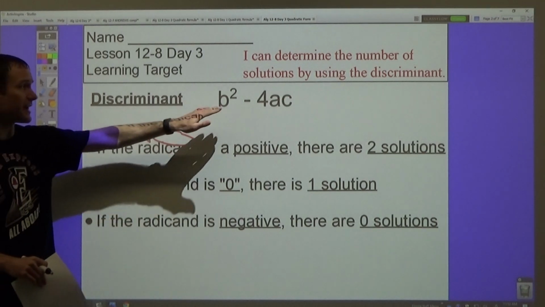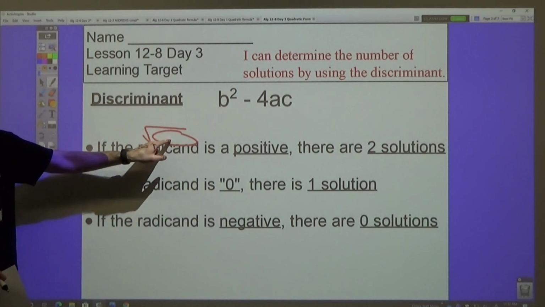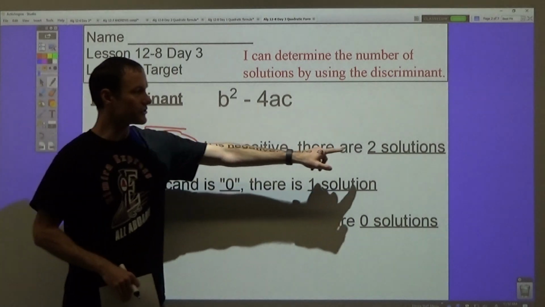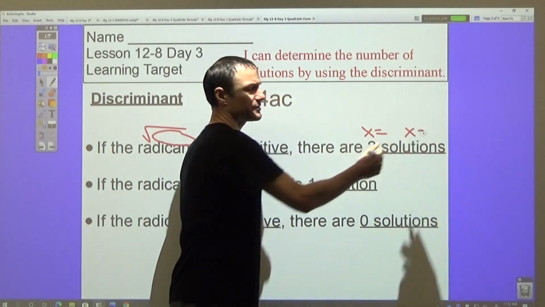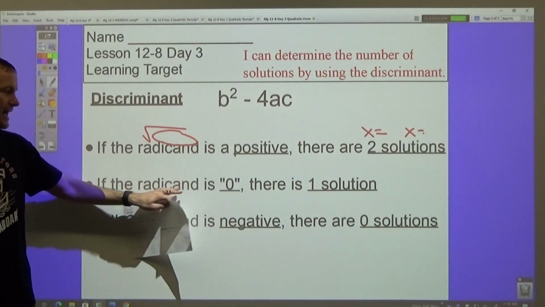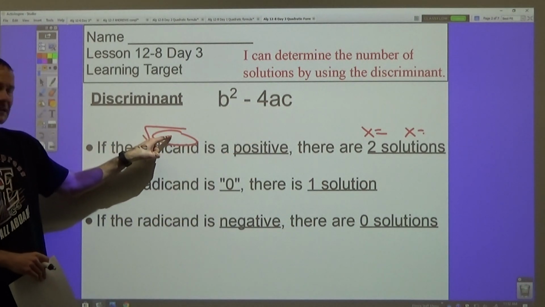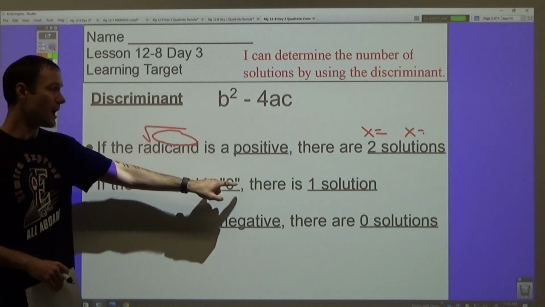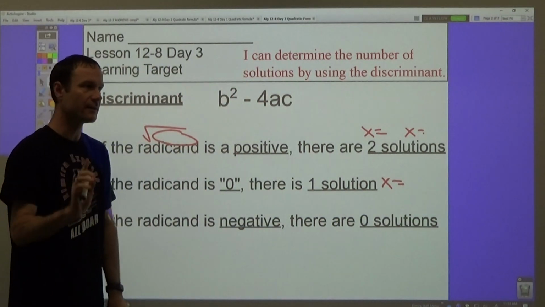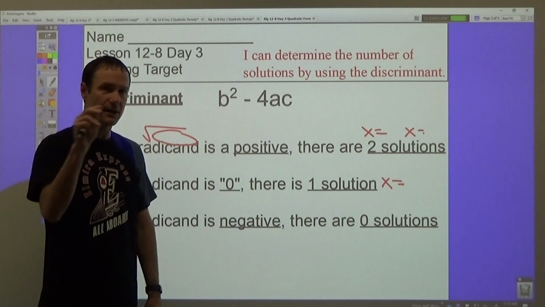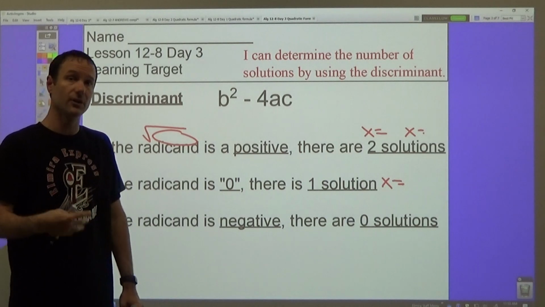So if the stuff inside the square root, which is what you're going to get from b squared minus 4ac, ends up being a positive answer, there's going to be 2 solutions. You're going to get x equals a number and x equals some other number. If the radicand is equal to 0, so you figure out what b squared minus 4ac is and you end up getting a 0 in your square root symbol, then there's 1 solution. You're just going to get x equals 1 number. When you solve the quadratic formula, you're really going to get x equals 2 and x equals 2, but there's only 1 technical answer of 2.